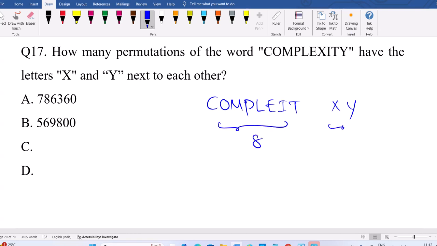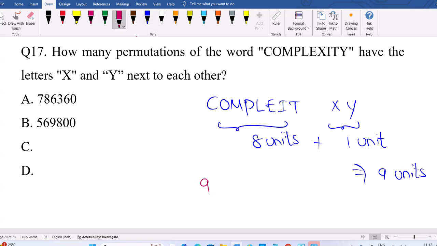8 plus 2, this should be taken as 1 unit only because they should be next to each other, meaning we can consider them as 1 unit. So 8 plus 1, total 9 units. 9 units can be arranged in 9 factorial ways, into 2 factorial because X and Y can be internally XY or YX. They can change. They are together, but who is left, who is right, we don't know. They can be arranged in 2 factorial. 9 factorial into 2 factorial should be your answer.